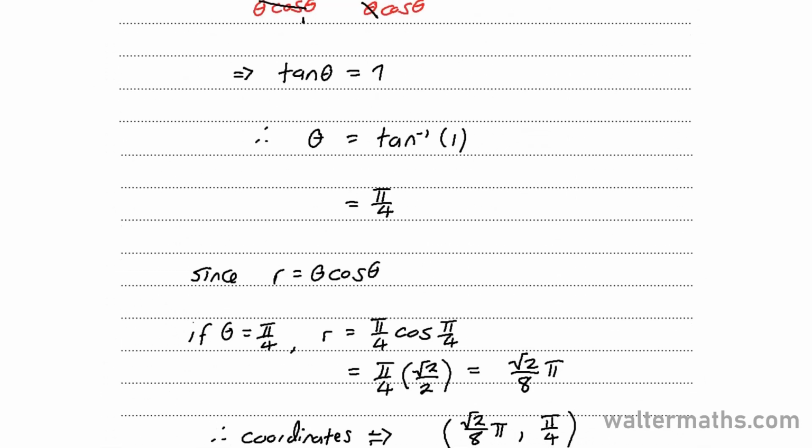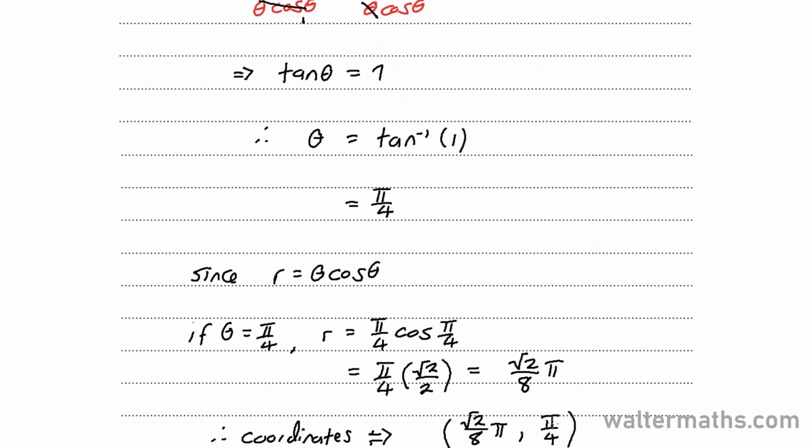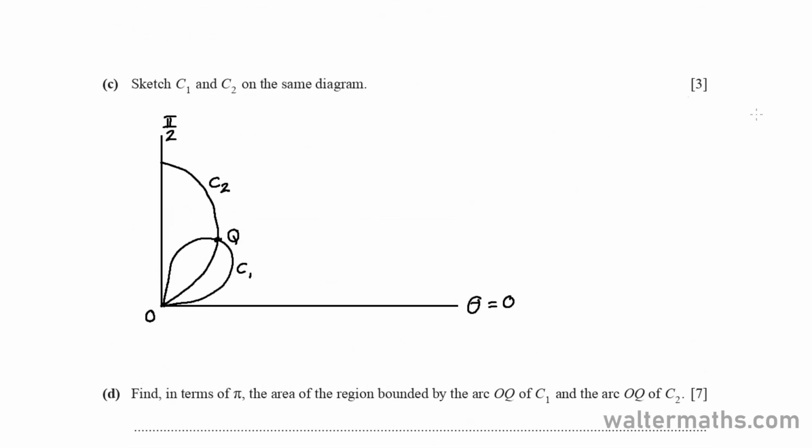And we also learned that at Q, which is the point of intersection, the value of theta is pi over 4. So it means that we have a half line theta is equal to pi over 4 passing through that point. So we have pi over 4 here. So the region for which we want to find the area is this region here.